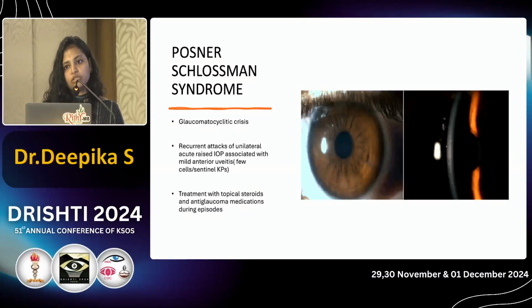Coming to Posner-Schlossman syndrome, this is a very rare syndrome. It is usually in the younger age. Patients present with unilateral recurrent episodes of acute raised IOP. They will present with pain and blurred vision, but there may not be as much redness. It is like a white eye condition.